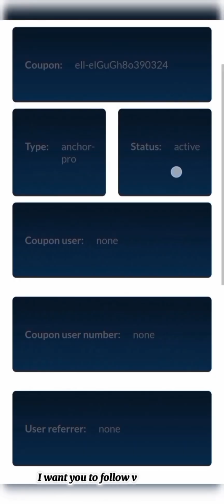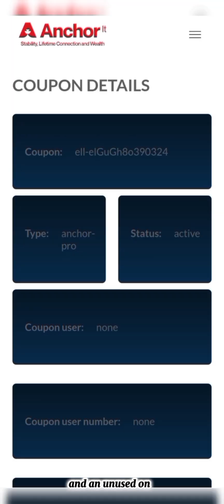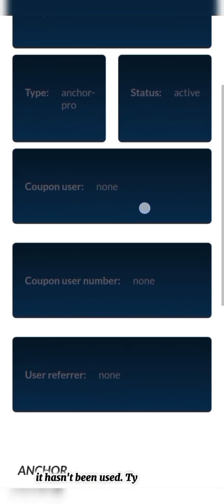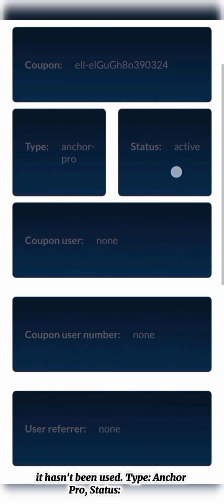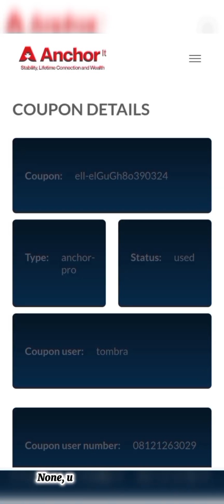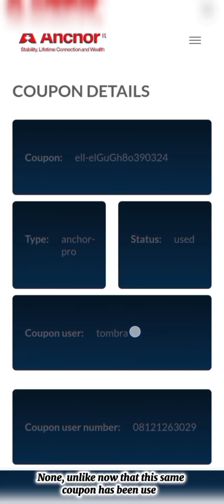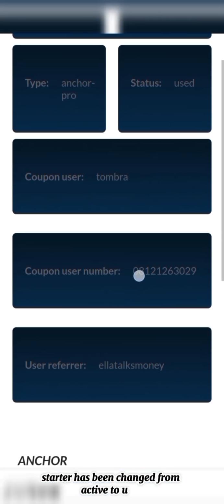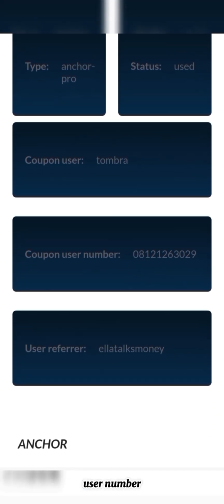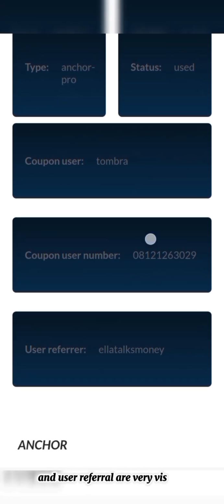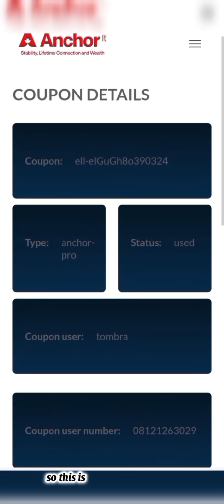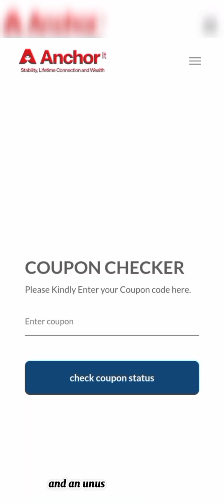I want you to follow very closely while I show you the obvious differences between a used coupon and an unused one. If you look at this coupon, in the first instance, it hasn't been used. Type Anchor Pro, status active, coupon user none, coupon user number none, user referral none. Unlike now that this same coupon has been used, you can see status has been changed from active to used. Coupon user, coupon user number, and user referral are all very visible for us to see. So this is the basic difference between a used and an unused coupon code.